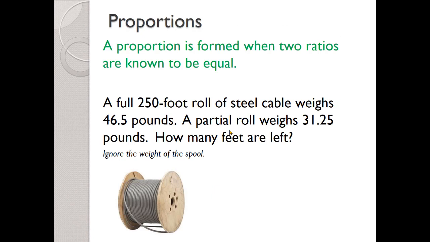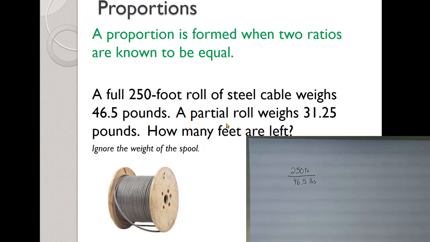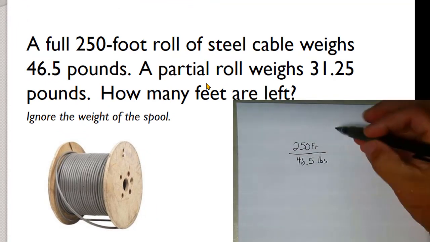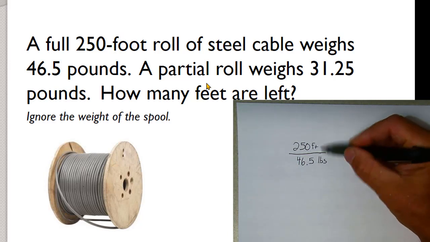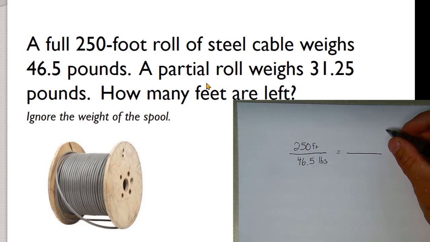Okay, that leads us to our last topic here, a proportion. When you have two ratios that are known to be the same, then you get a proportion. Here's a simple example of that. A full 250-foot roll of steel weighs about 46.5 pounds. That's a ratio. We can say 250 feet weighs 46.5 pounds. A partial roll weighs 31.25 pounds. Now, we know the ratio between feet and pounds has to be the same. So that has to be equal to a partial roll that weighs 31.25 pounds.